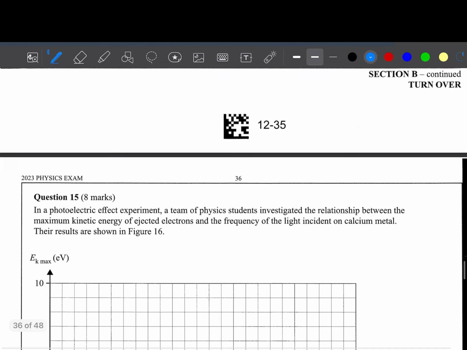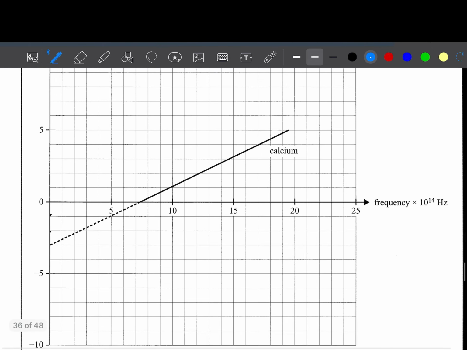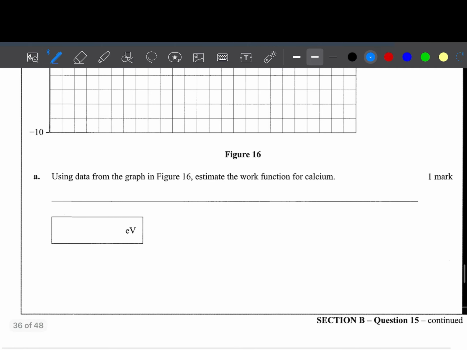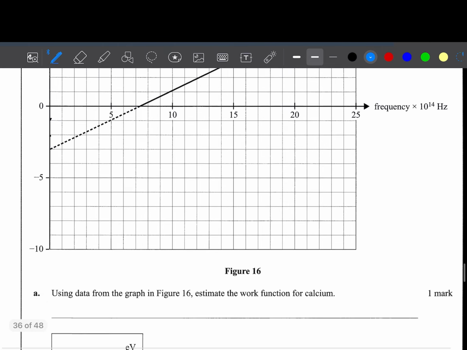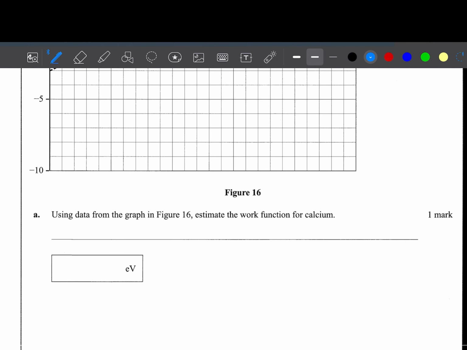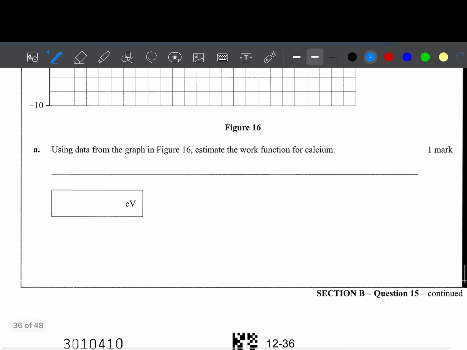There we go. In a photoelectric effect experiment, a team of physics students investigated the relationship between the maximum kinetic energy of the ejected electrons and the frequency of the light incident on the calcium metal. Their results are shown in figure 16. Using the data from the graph in figure 16, estimate the work function for calcium. So that is going to be 1, 2, 3. So 3 eV.